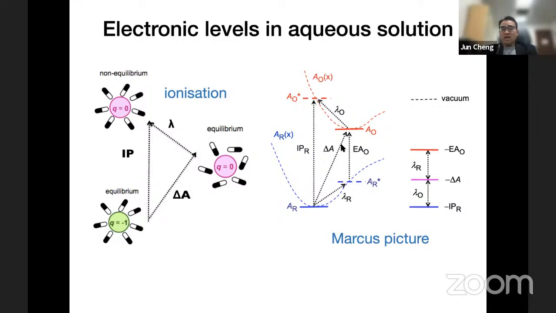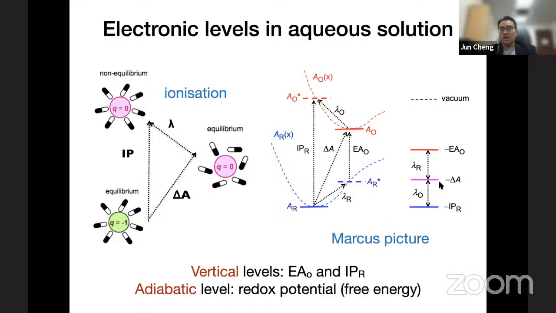And for this delta A, that will be the free energy difference of these two states. As I mentioned, that corresponds to the redox energy of this process. That's a free energy difference, so it will lie somewhere in between these two. In a linear response region, as assumed in Marcus theory, this level lies right in the middle of the two levels. That basically says the reorganization energy on the reduced potential energy surface and on the oxidized potential energy surface will be the same. Okay, that's a linear response region.